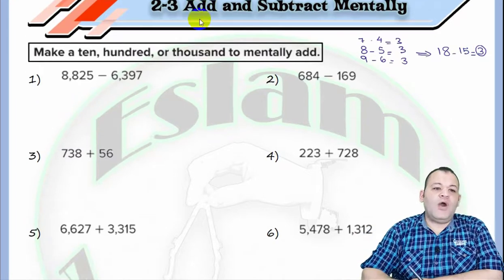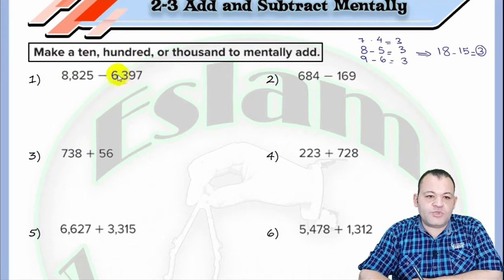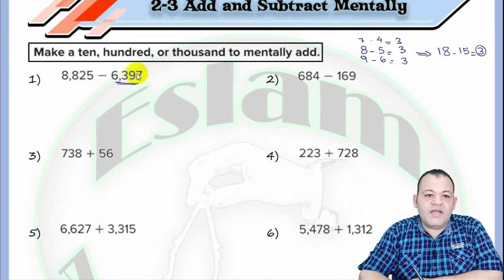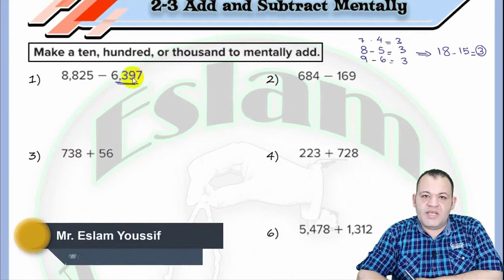So for this one, how can we use mental math to add and subtract? The main point for subtraction is to make the second number a multiple of 10 or 100 or 1,000. So to complete the 100, we need 3 because we have 97. If you find 7, you need 3. If you find 6, you need 4. If you find 5, you need 5. So you need 3 to complete the 100.